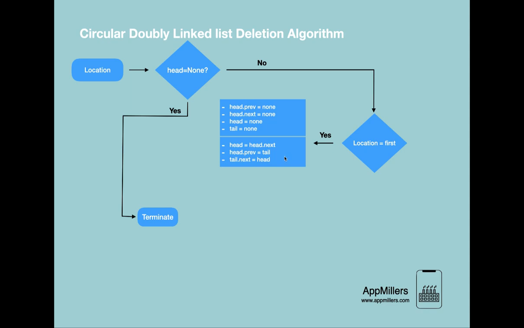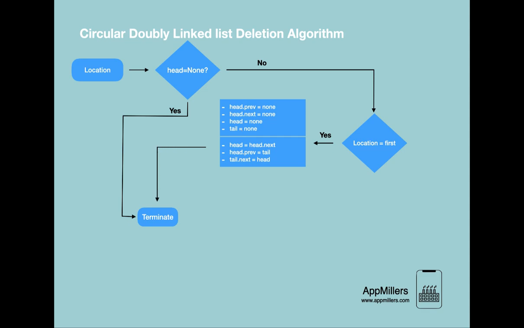Then we need to create a link between last node and this node. So we know that now head stores the second node's physical location. So by setting tail next to head, we are creating a link between last node and this node over here. So with this, the deleting of a node from the beginning of circular double linked list is complete. So we terminate our algorithm over here.